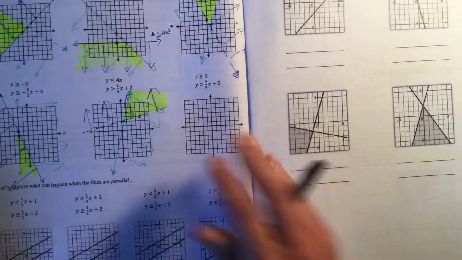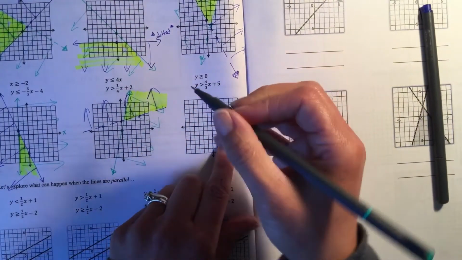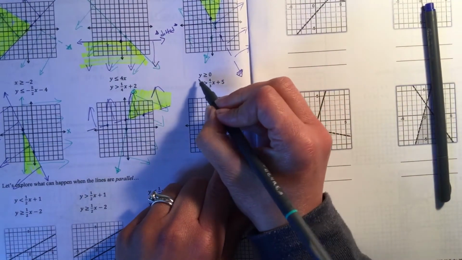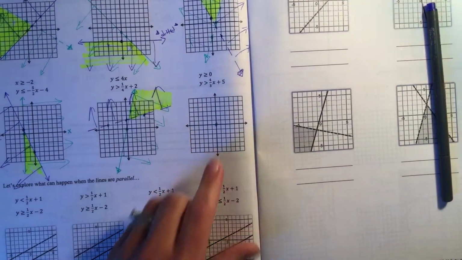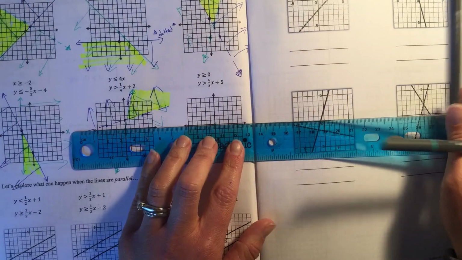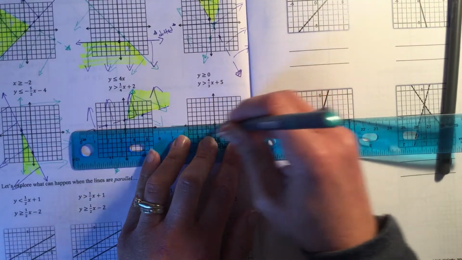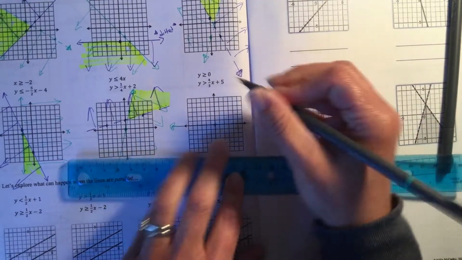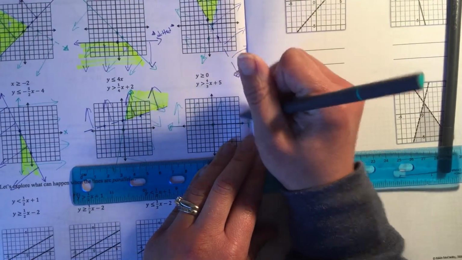Okay, my next one, it has y is greater than or equal to 0. So this means it's going to cross the y-axis at 0, which would be right here. It is a solid line. It's going to be hard to see because it's right on that horizontal x-axis. But it says it's greater than, so it's going up.